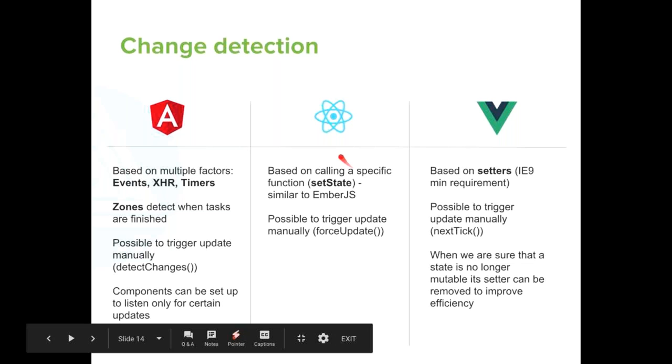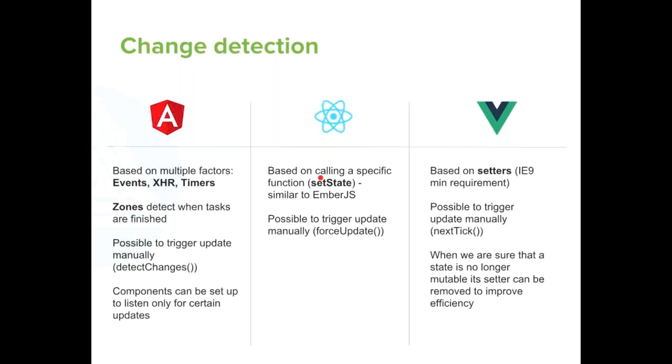In case of React, it's much simpler. You just call a special set state function. Because you call a special function that comes from React, that's how it knows how to detect the change. And you can also trigger the update manually, calling force update, although it shouldn't be really necessary in any case, because either way, you always change your state with set state.